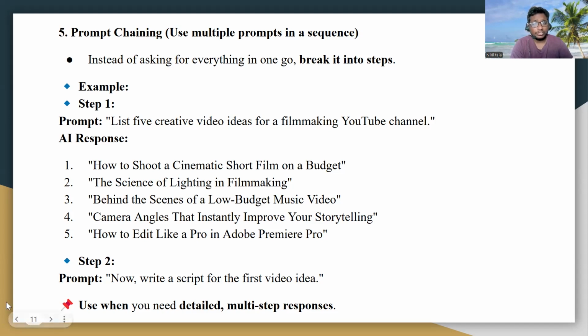For example, instead of asking for everything in one go, break it into steps. You will be breaking the long question into smaller steps. For example, the first question is: list five creative video ideas for a filmmaking YouTube channel. It has given the five creative video ideas. Then you will ask, okay, now write a script for each video idea. So you'll be breaking the question into smaller steps, smaller chunks, so that AI can perform it more efficiently.